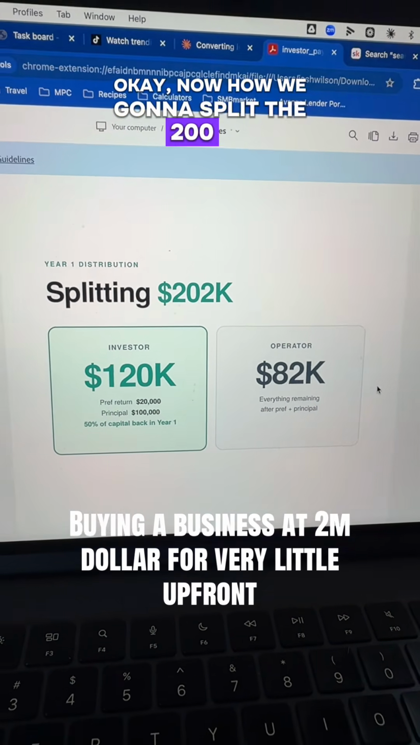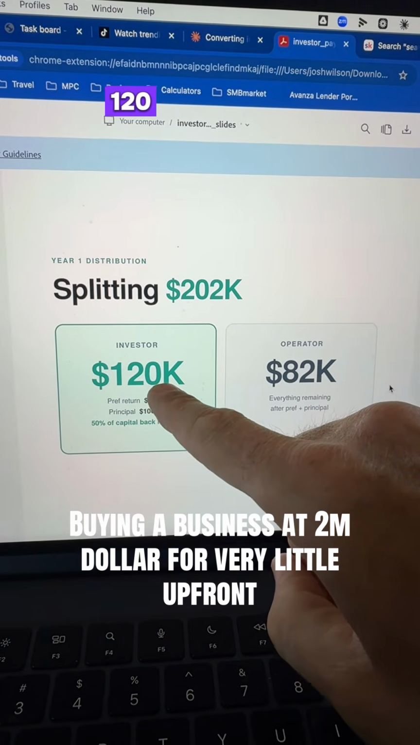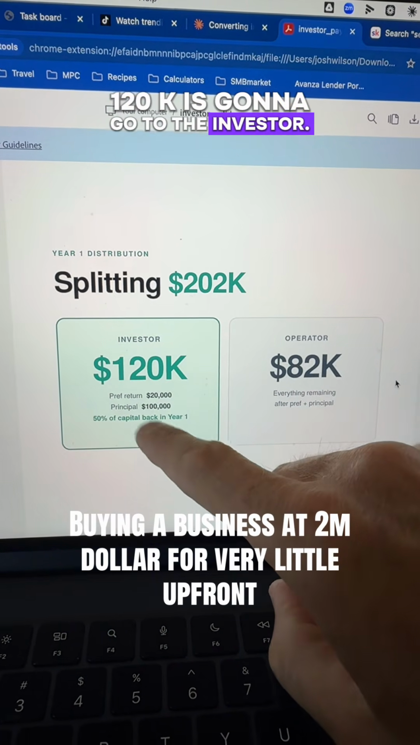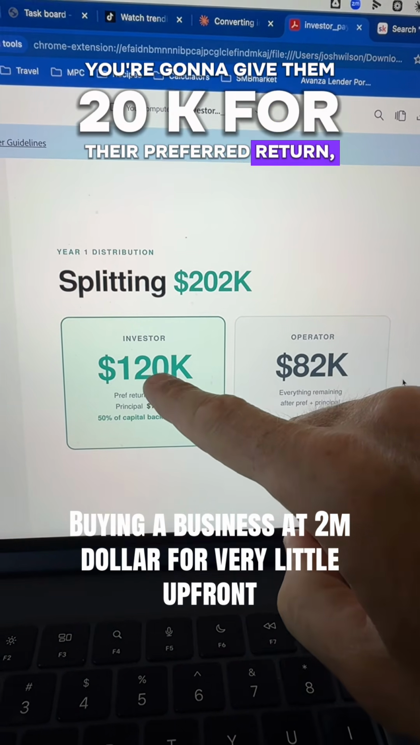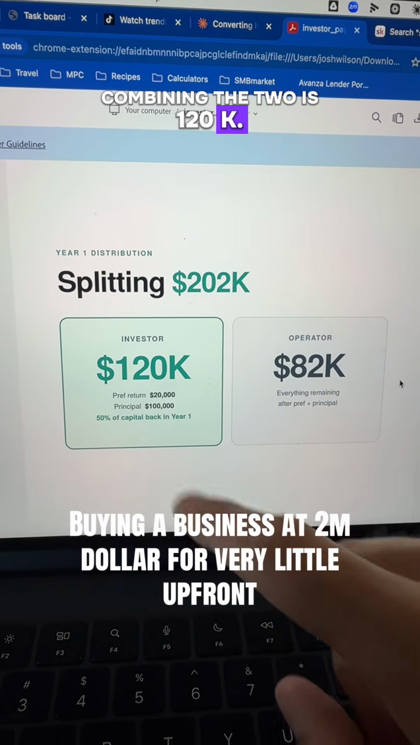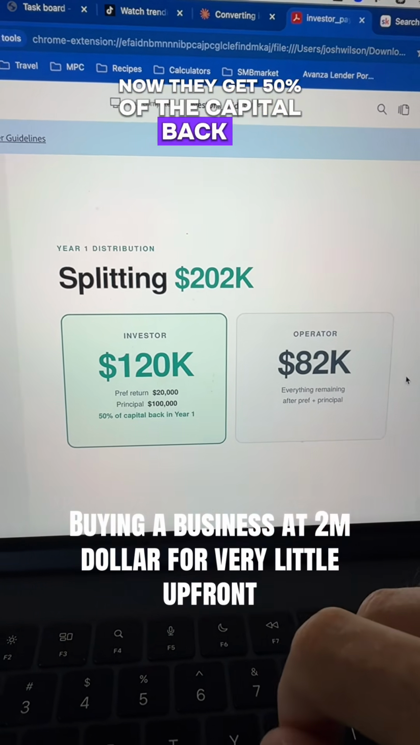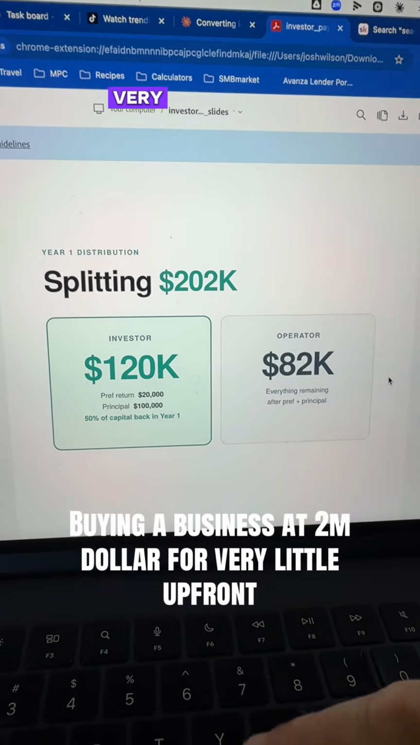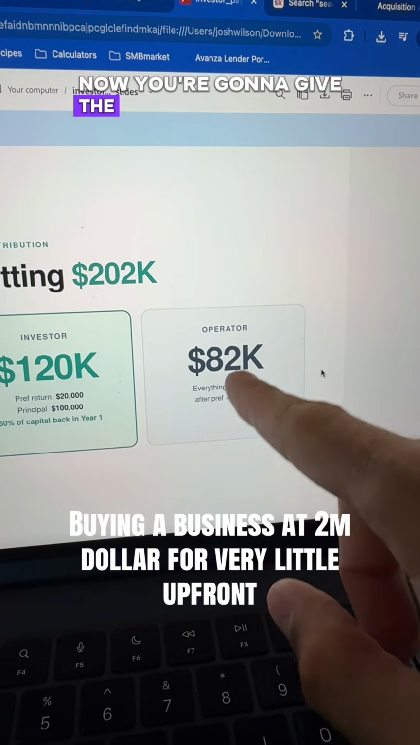Now, how are we going to split the $200K? $120K is going to go to the investor. You're going to give them $20K for their preferred return and $100K back on their principal. Combining the two is $120K. Now they get 50% of the capital back in 1 year. How many investments can do that? Very few.